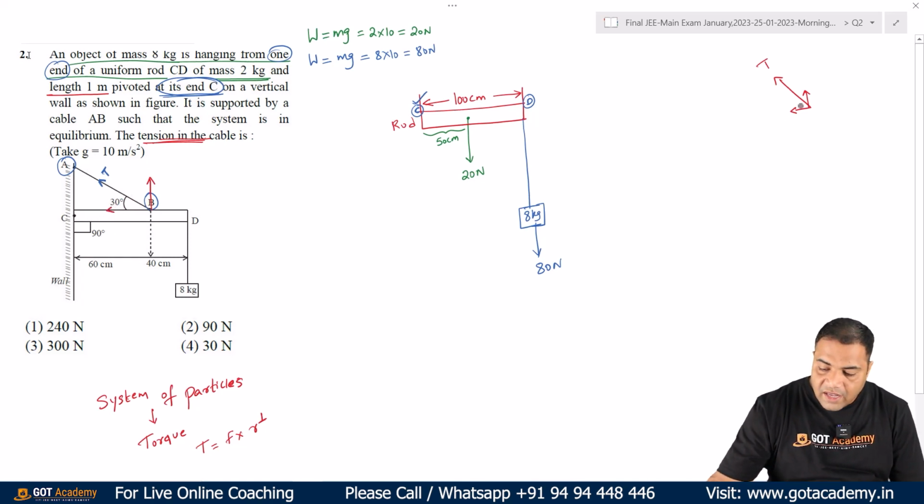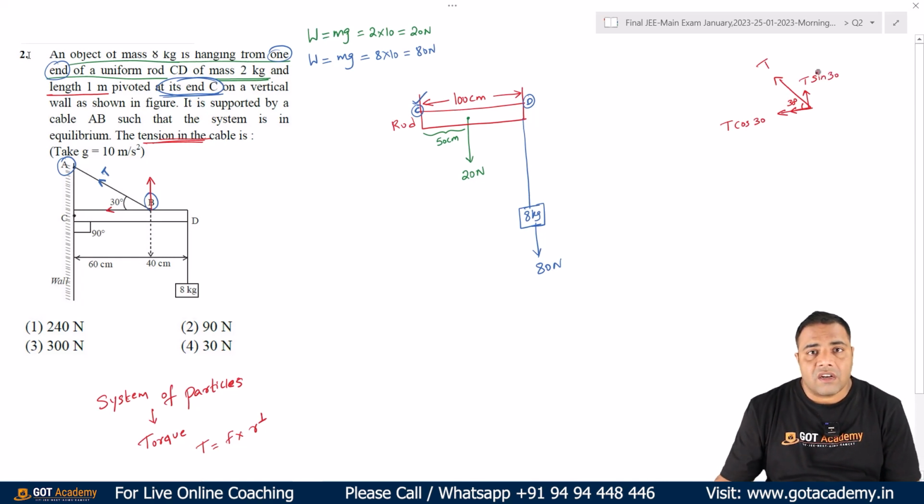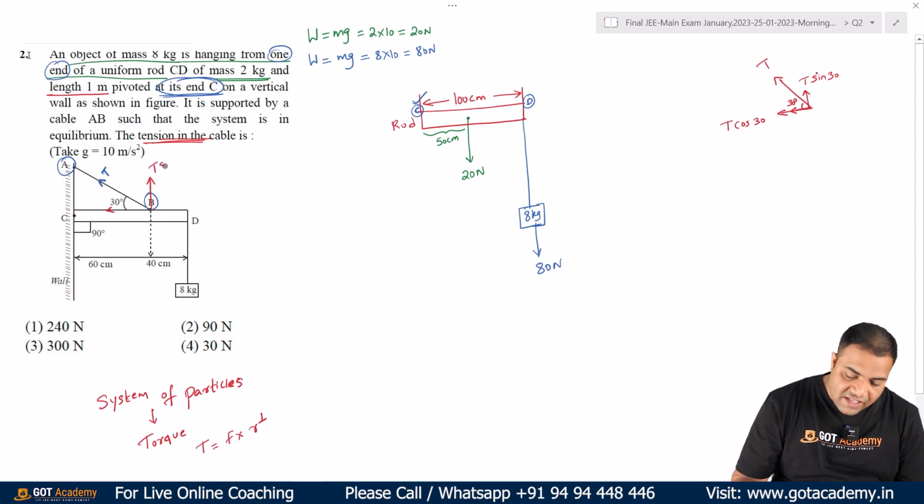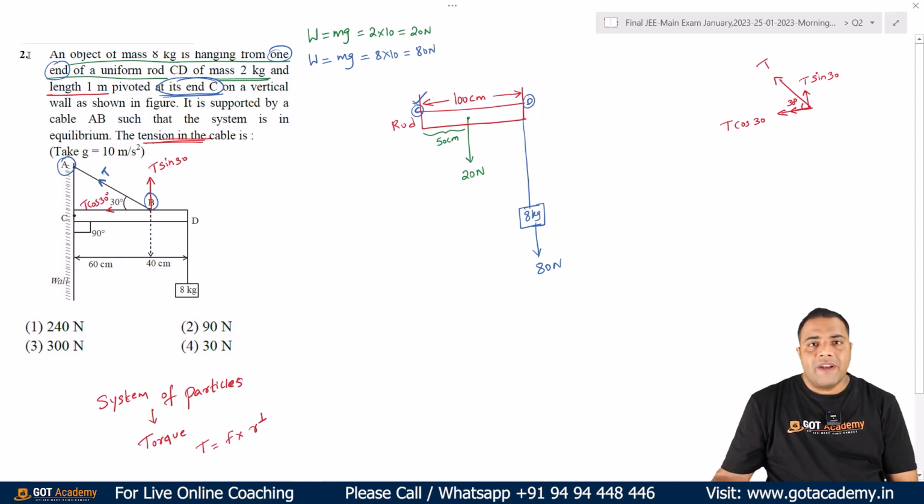Here he has mentioned that this angle is 30 degrees. In such case, what will you write for this component? Since it is adjacent, it is T cos 30 and the other one must be T sin 30. So like this you have to resolve that vector into its sine and cosine components. So this is nothing but T sin 30 and here it is T cos 30, like this. Okay, my dear children.